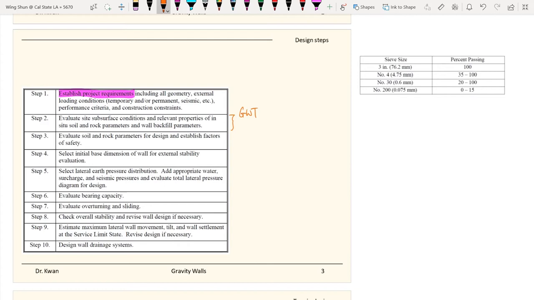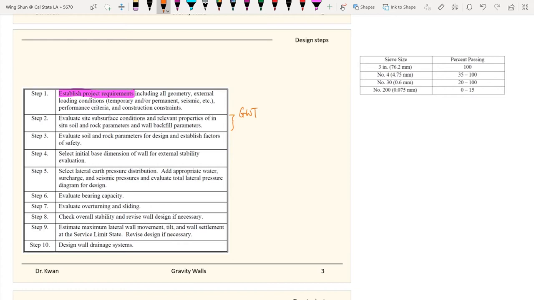Because the retaining wall you design for likely has a lifespan of decades, and throughout the year the groundwater table can change because of the rain seasons, the wet season, the dry seasons. So we need an understanding of how the groundwater table would change. That's very important too, because you don't want to design only for the dry season. Water is always a concern, especially for a retaining wall. It's one of the most important factors.